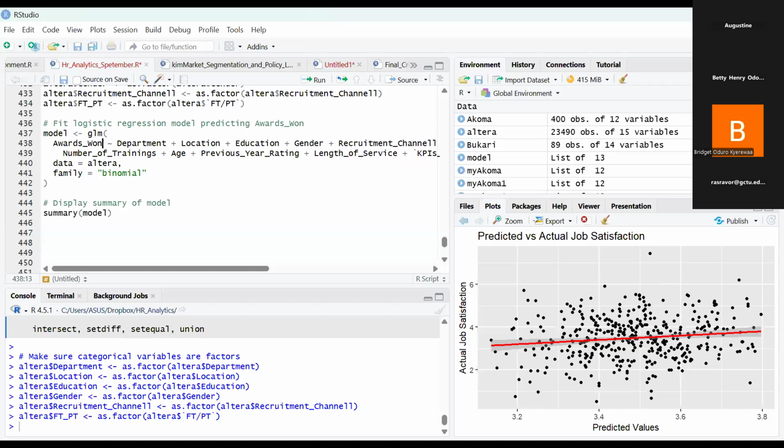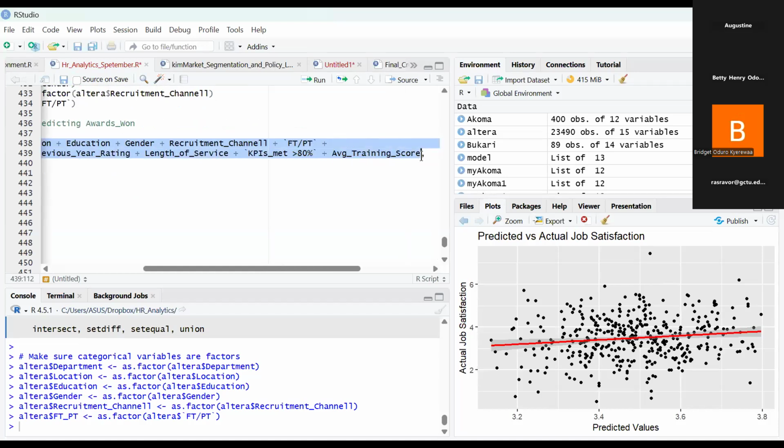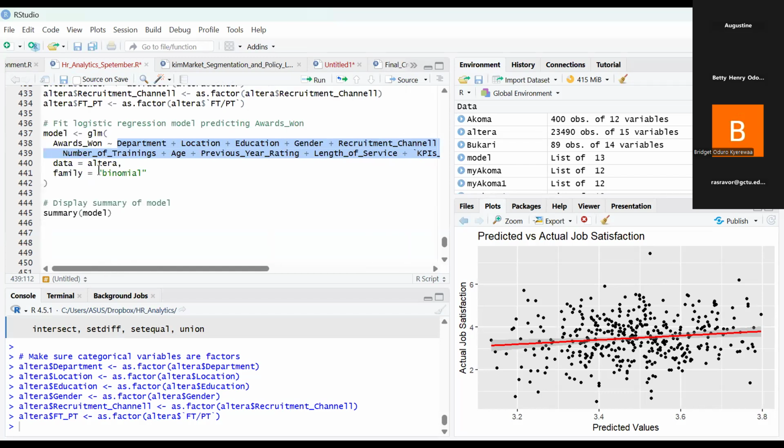We run the model against all these independent variables, and the only option you add is family. The family is telling you which type of family you are using.